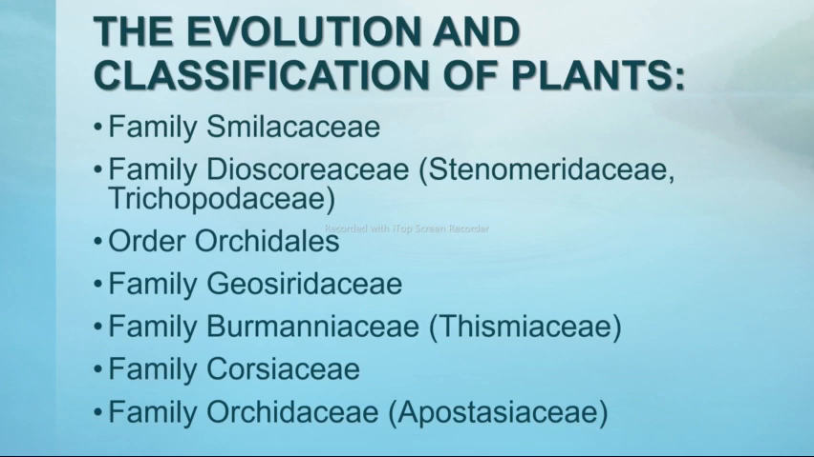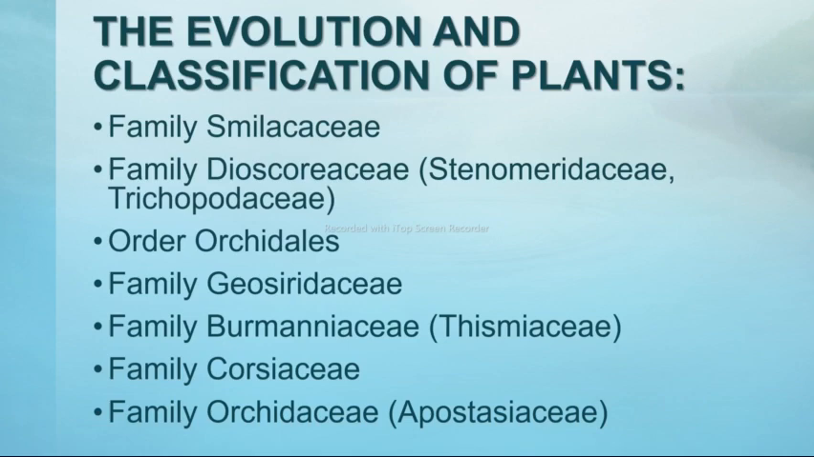The first family is Geosiridaceae. Next family is Burmanniaceae, which includes Thismiaceae. Next family is Corsiaceae. Next family is Orchidaceae, which includes the Apostasiaceae.